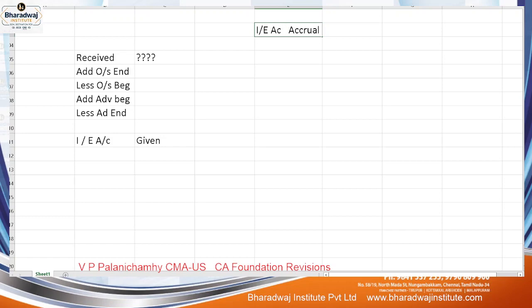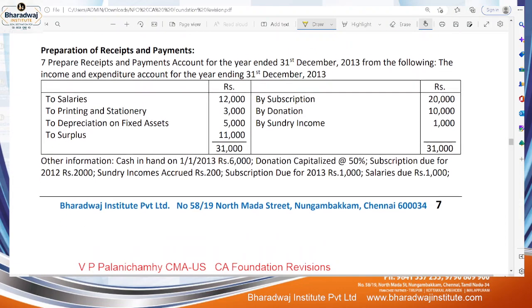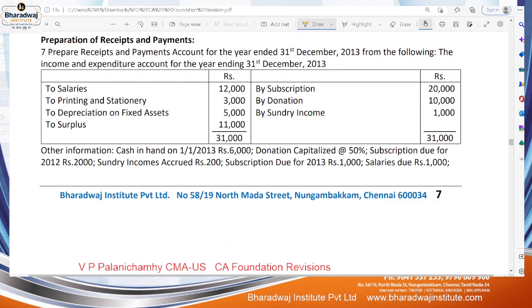Otherwise, income and expenditure account is prepared on what basis? Accrual basis. But receipts and payments account we are going to record on what basis? Cash basis. So far we were doing from cash basis to which basis? Accrual basis. Now we are moving from accrual basis to which one? Cash basis. Go to the next question. We'll directly apply it. Question number 7. Read question number 7. We are given the income and expenditure account. We are asked to prepare which one? Receipts and payments account.